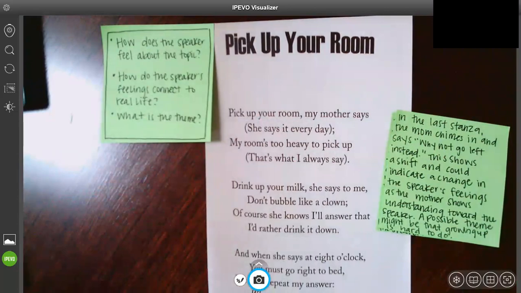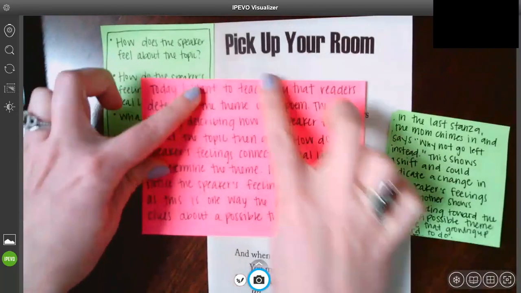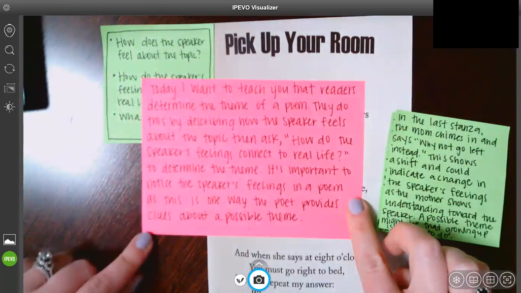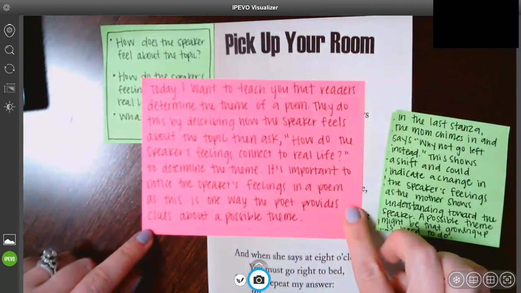Let's remember, this strategy is really important because as we notice speakers' feelings in a poem, it's one way that poets provide clues about possible themes.